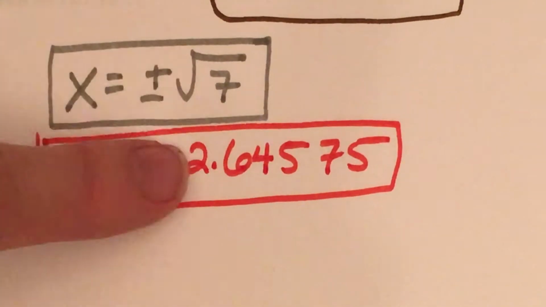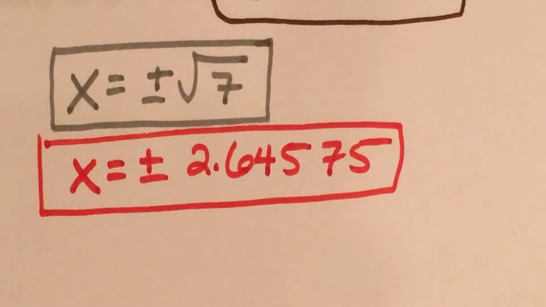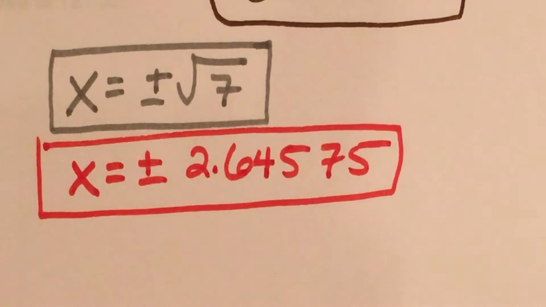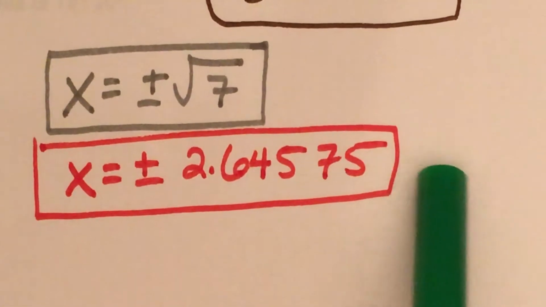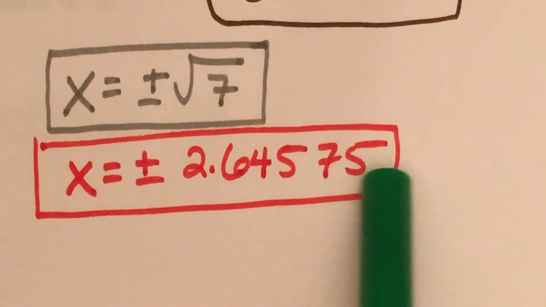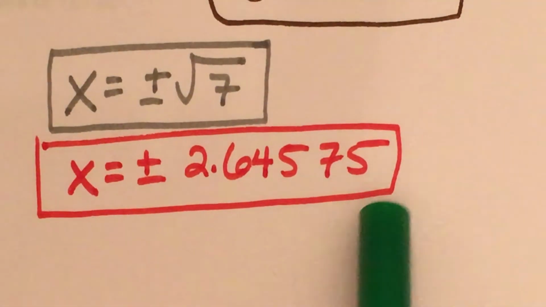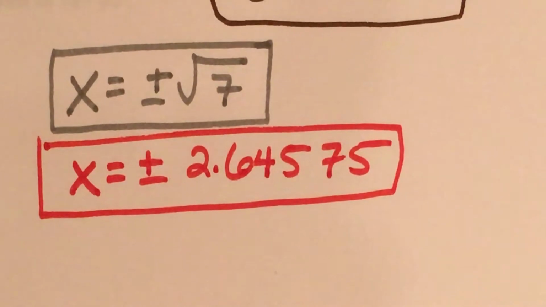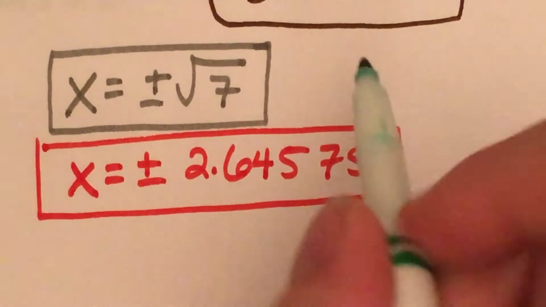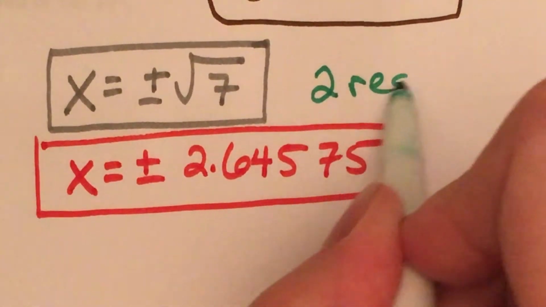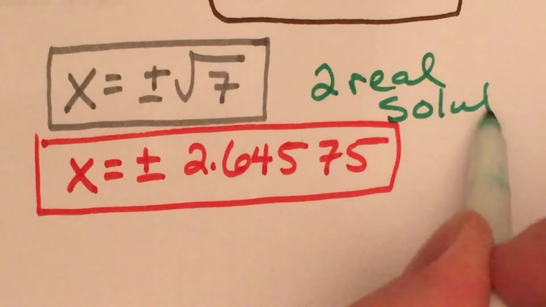These two answers are essentially equivalent. Just one is in a slightly more exact form because there's actually more decimals out here to the far right of what we currently have. We just don't have time or space to write them all. And so we again have two real solutions.